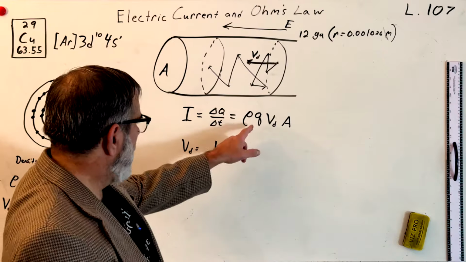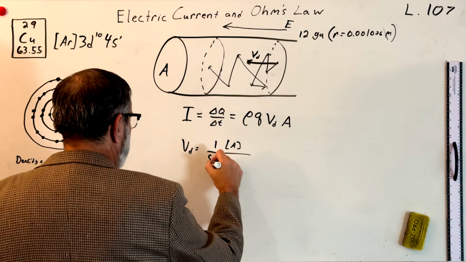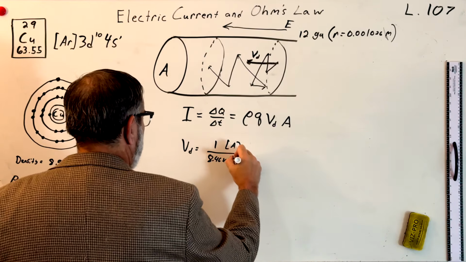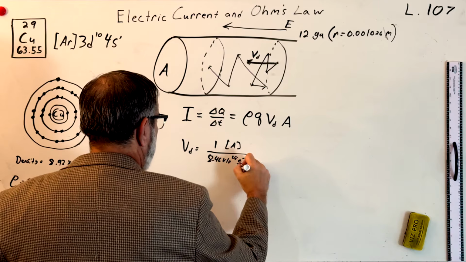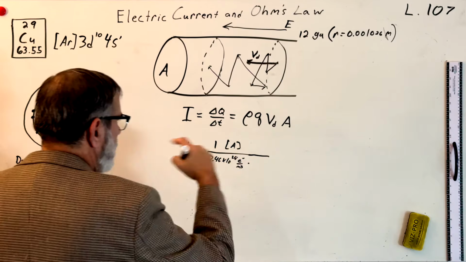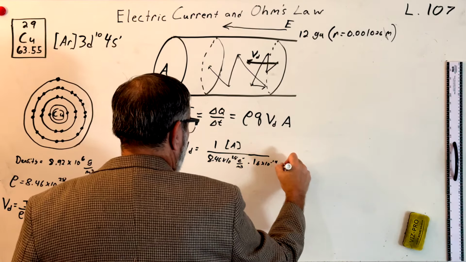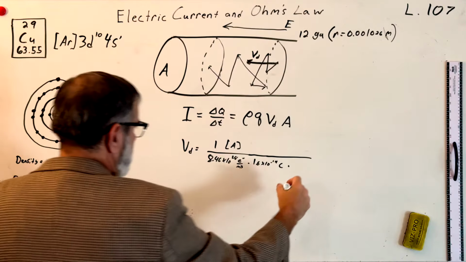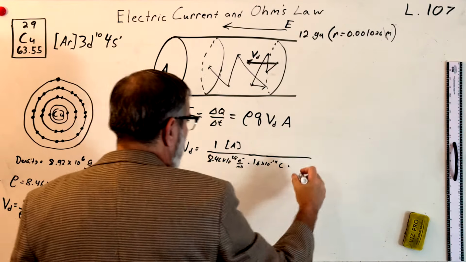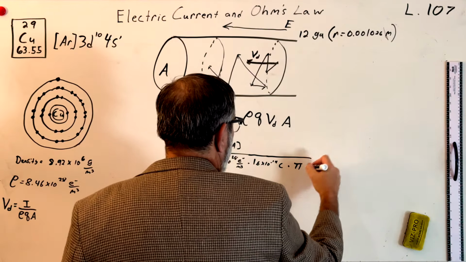And then we're going to divide by rho, which is this 8.46 times 10 to the 28 electrons per cubic meter, times the charge, which is 1.6 times 10 to the minus 19 coulombs, and times the area. And so the area of this, it's just going to be the cross-sectional area, right? So that's the area of a circle. That's just pi r squared.